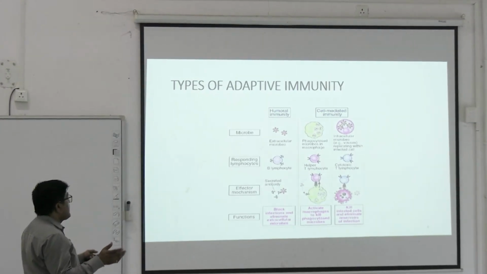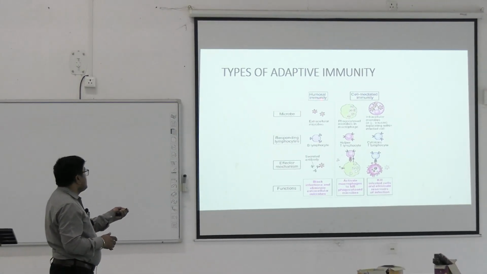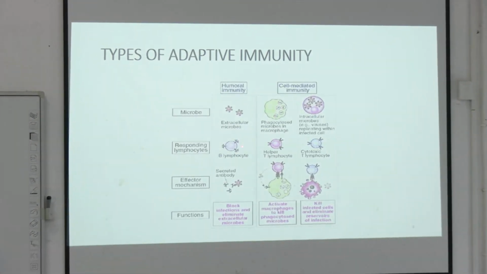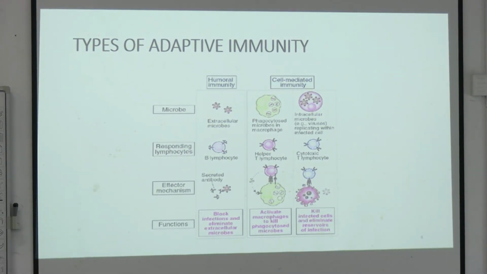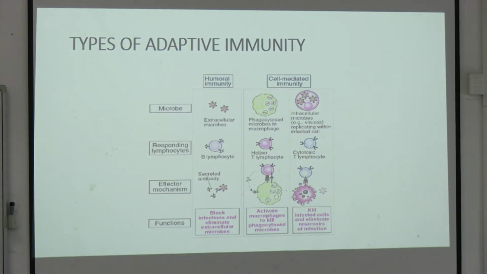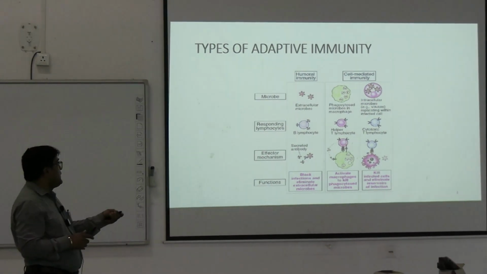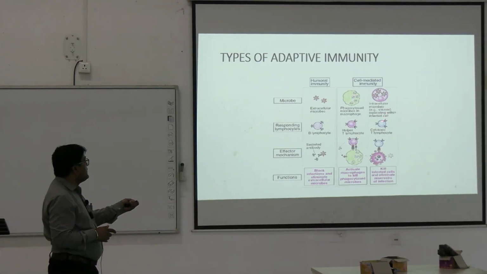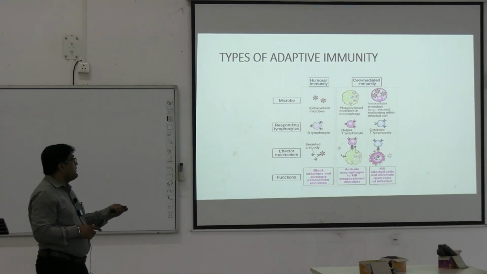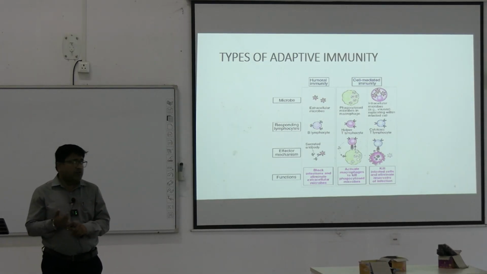Now, adaptive immunity can again be classified into humoral and cell-mediated immunity. In the humoral immunity, basically the extracellular microbes are involved. Here the immunity is shown by B lymphocytes, which result in the production of antibodies. We know 5 types of antibodies are there. Now, coming to the cell-mediated immunity, they result in the phagocytosis of the microbe in the macrophage, or intracellular microbes replicating within the infected cells are killed by the cell-mediated immunity. Here, helper T cells or the cytotoxic T cells are involved.